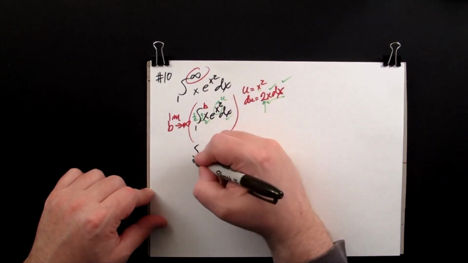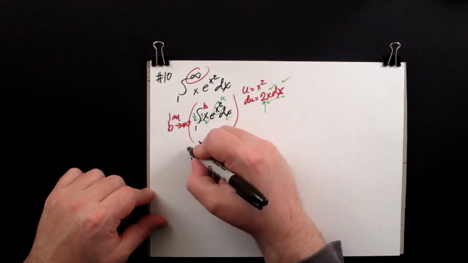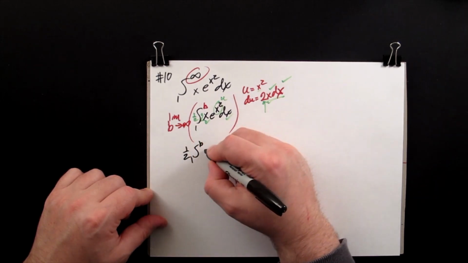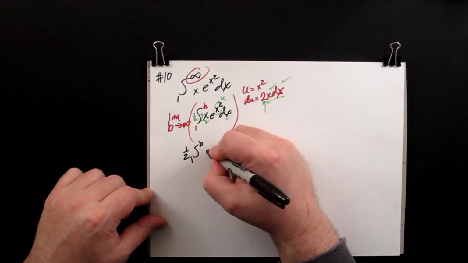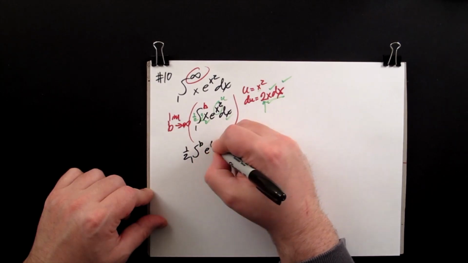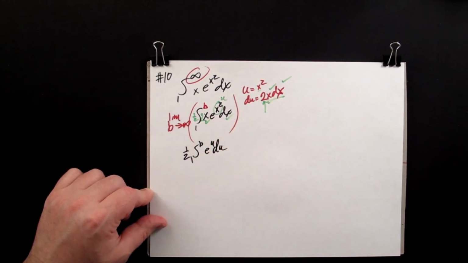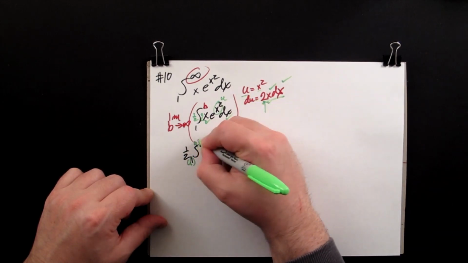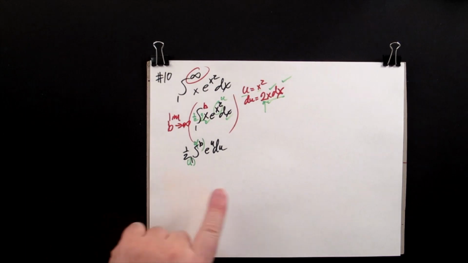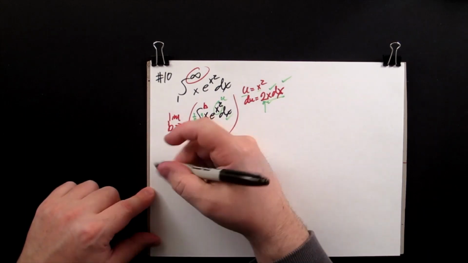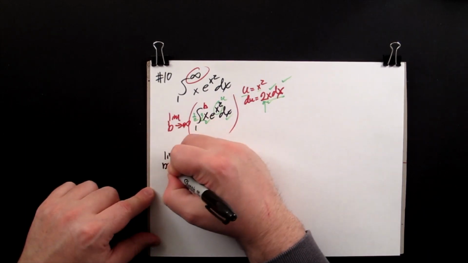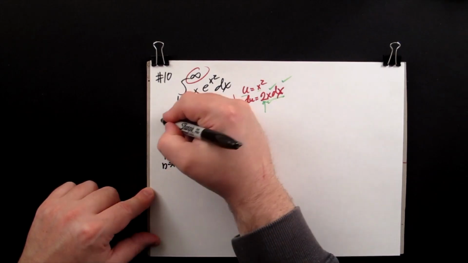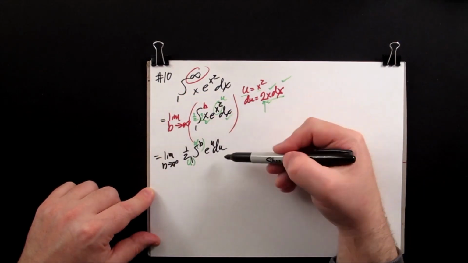So this will be 1 to b, we have the 1/2, and then we have e to the u du. Now, because we've just done a u sub, these limits change, so this is really in terms of u. That's important because you don't want to plug in the wrong thing. And we still have this limit that's just going to sit here hanging around. Okay, so the u sub worked.